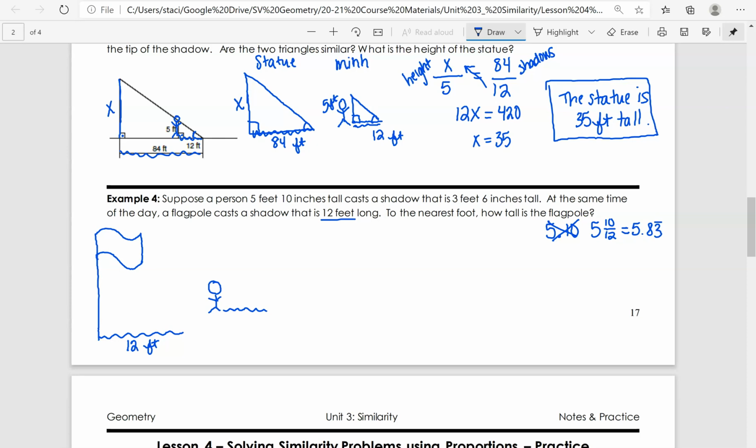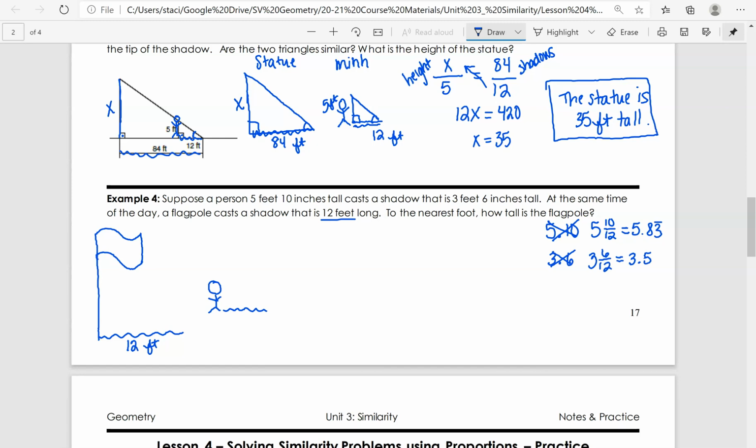And then same thing if I say that person's shadow is 3 feet 6 inches. I'm not going to write that as 3.6 because there's not 10 inches in a foot, there's 12 inches in a foot. So when I convert 3 feet 6 inches, I have to think of that as 3 feet, and I have 6 out of 12 inches. Well, 6 out of 12 is really 0.5, so 3.5. So these are going to be the measurements I use over here in my drawing.